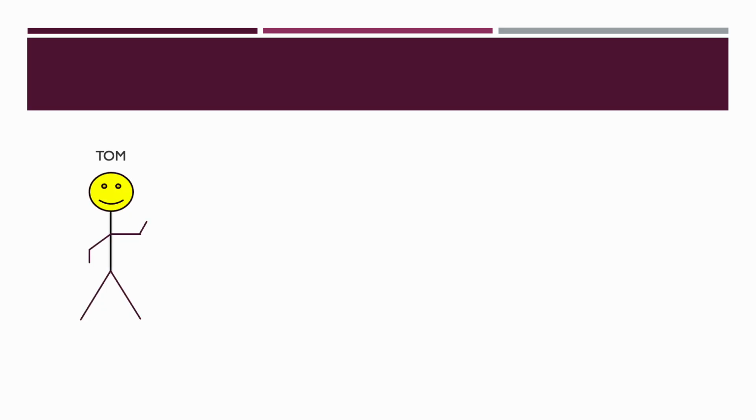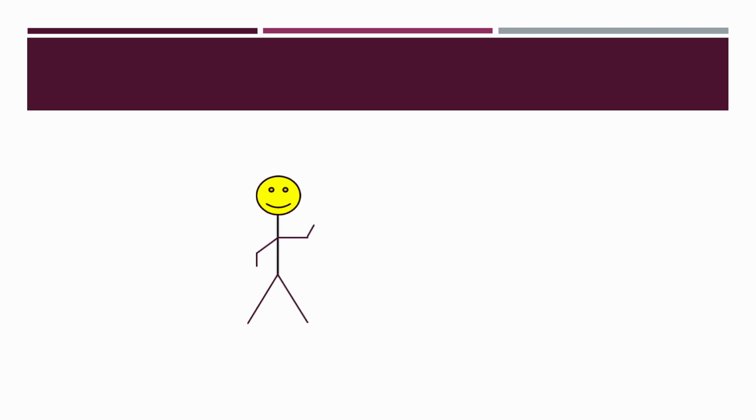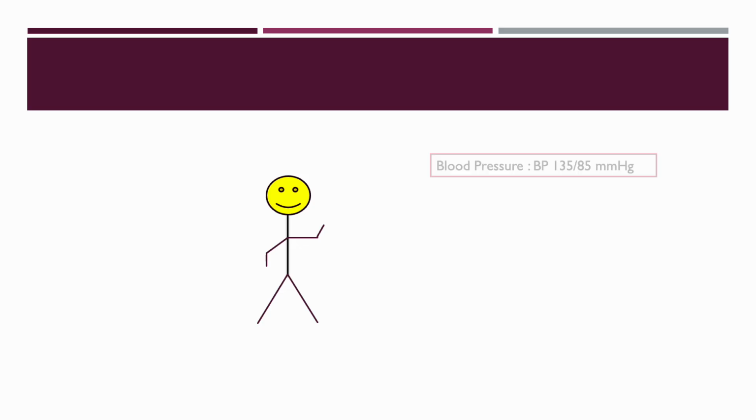We'll call him Tom. So Tom comes to our clinic and we evaluate him for hypertension, and his blood pressure comes out to be 135/85 millimeters of mercury. Now it is established that Tom has hypertension, and this is classified as stage 1 hypertension as per the AHA classification system.